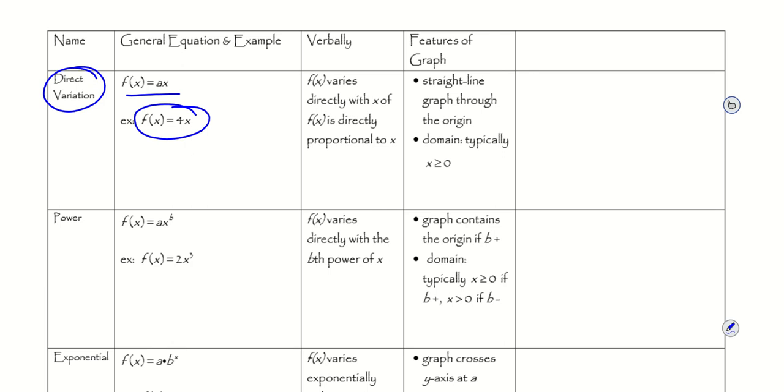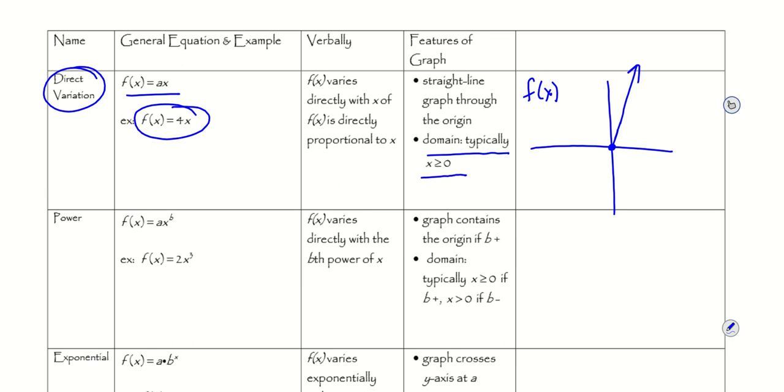And the feature of a direct variation function is that the domain is typically from 0 upwards, so we have no negative values of x. So the graph of f of x equals 4x would start at the point 0, 0, because 4 times 0 is 0, and it would extend just to the right with a slope of 4.